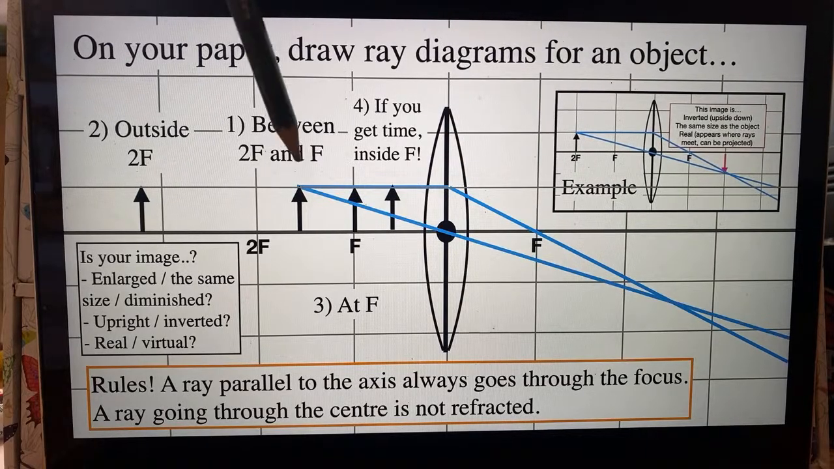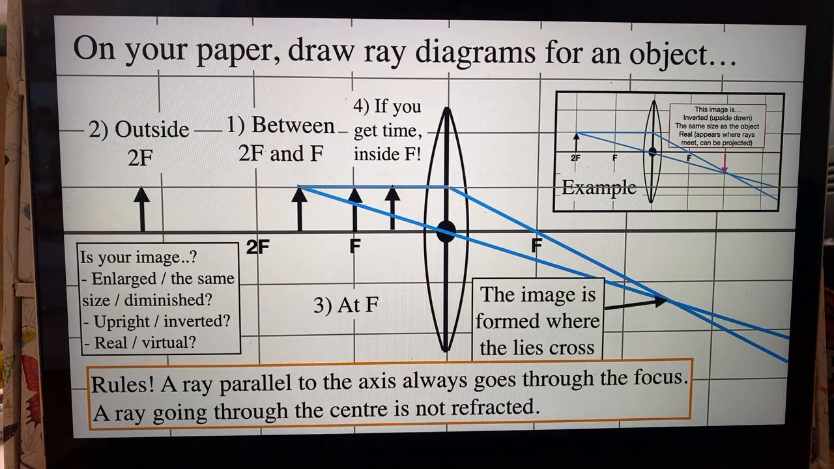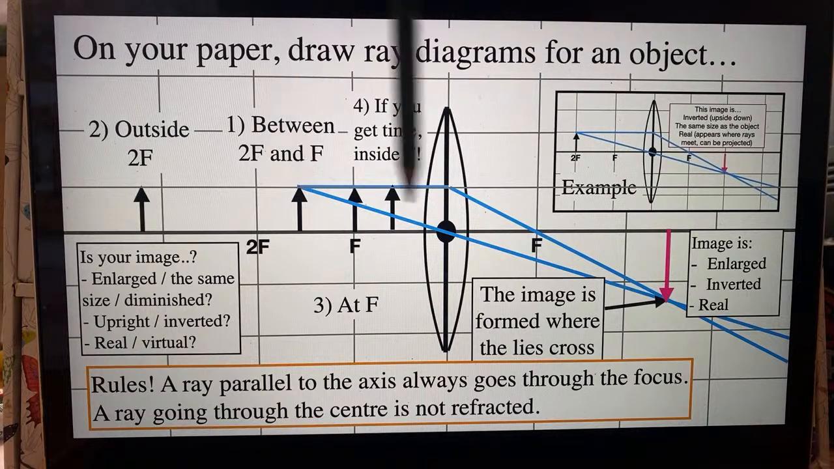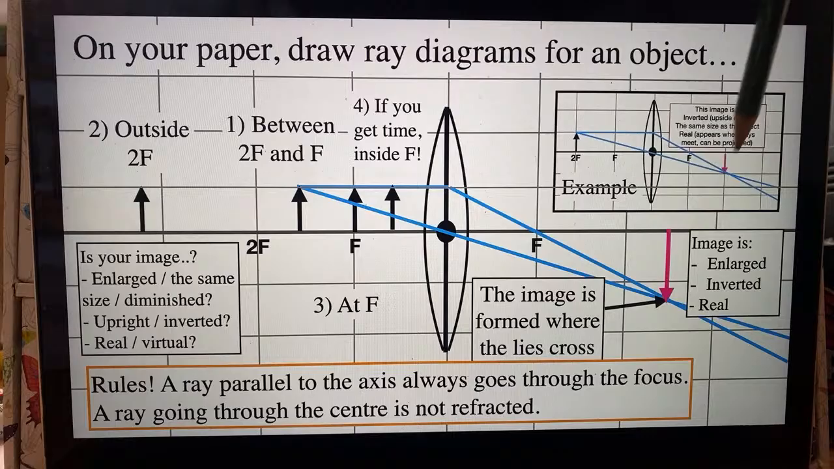And then you draw another ray of light which just goes straight through the centre of the lens and out again. So what image have we got there? Well, the image is formed where the lines cross. So you can see that this one is enlarged, right? It's bigger than the object. The object was one rectangle high and this one's a bit more. It's inverted again, just like mine was. It's upside down. And it's also real as well. It can be projected onto a screen.